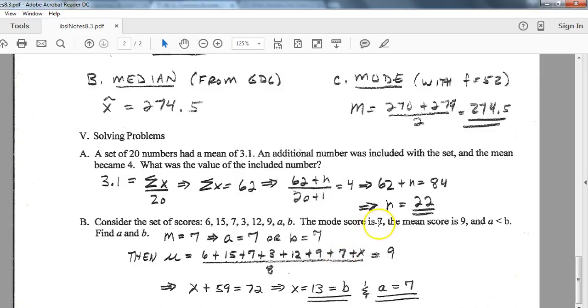This piece of information was simply given so that I know at least one of these has to be a 7. If my mode is 7, then I would need another 7 in my list in order to have a mode of 7. So one of those is a 7. We don't know which one, but we're going to identify one of those as 7. This is the other value, and now I can solve for x. On that I get 13. Based on this statement right here, I know that A would be the 7 and B is the 13.